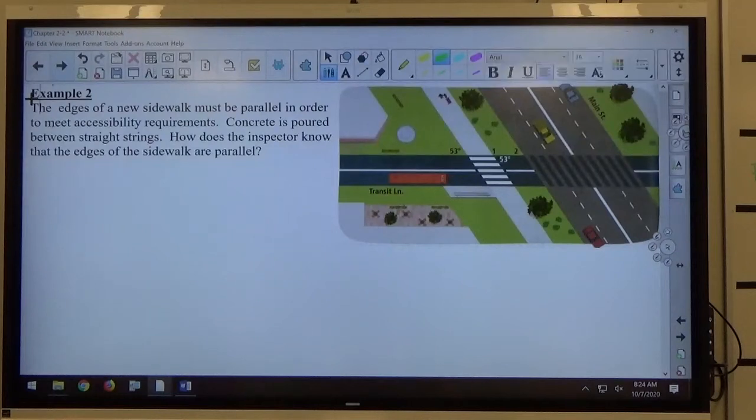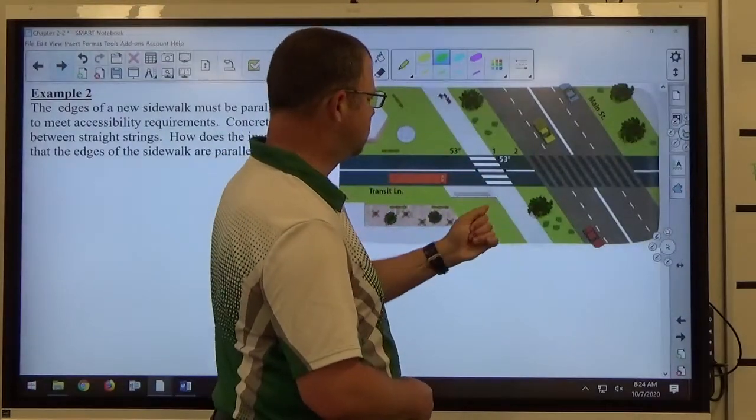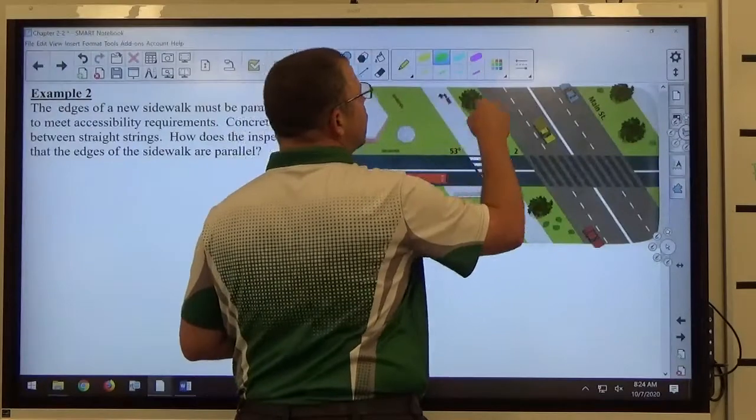Okay, example 2, the edges of a new sidewalk must be parallel in order to meet accessibility requirements. Concrete is poured between straight strings. How does the inspector know that the edges of the sidewalk are parallel? So, to me, in this picture, that looks like a sidewalk. So we're going to call that the sidewalk. And they're telling us that they put some strings down.